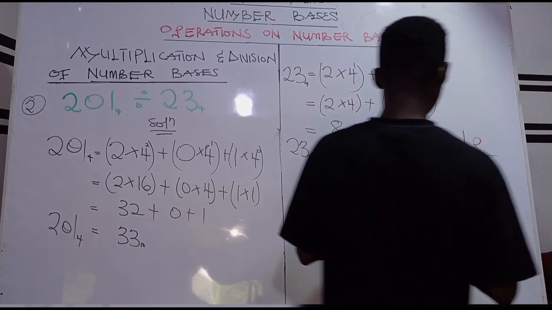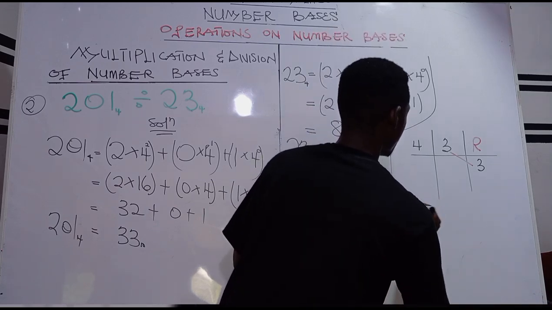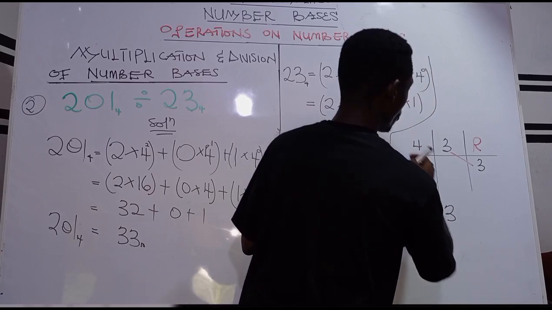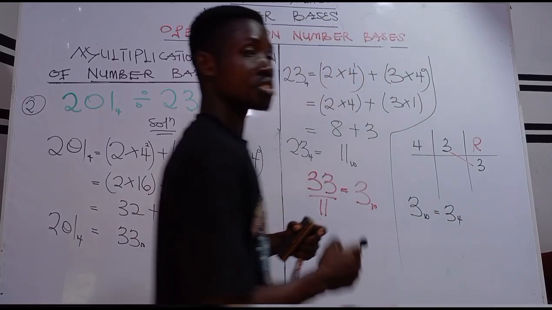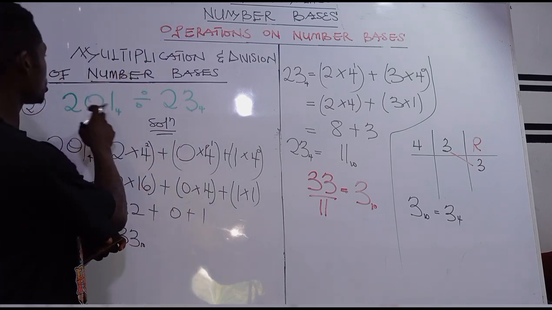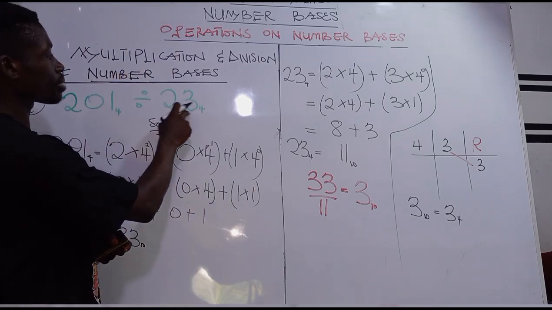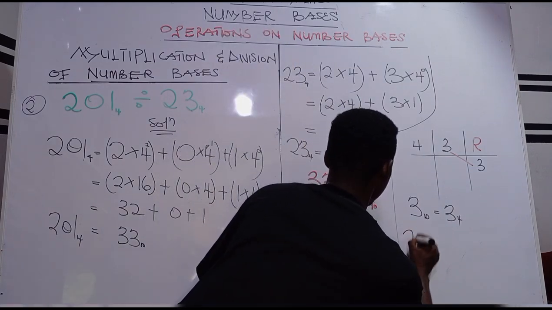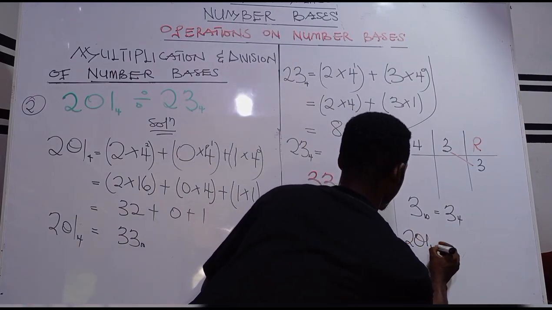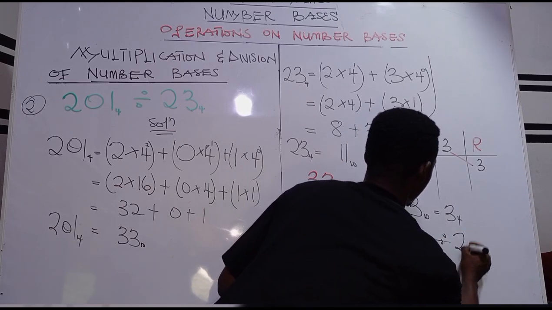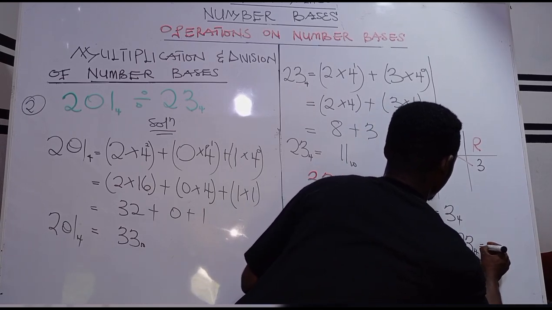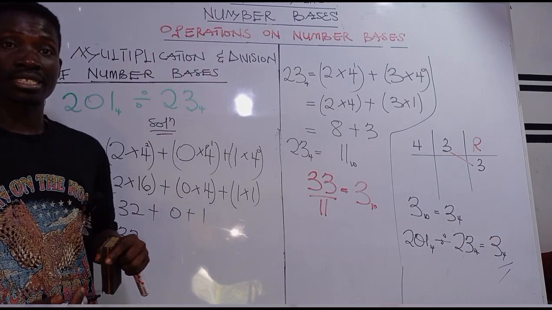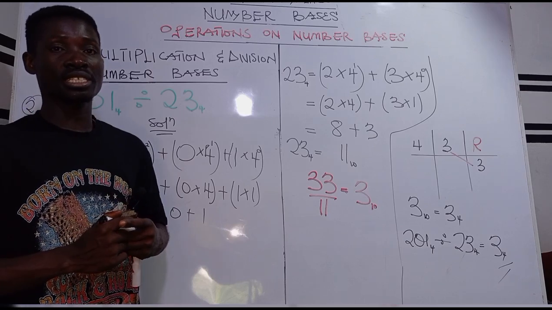So therefore we can say that 3 to the base of 10 is equal to 3 to the base of 4. So 201 base 4 divided by 23 base 4 is equal to 3 base 4. Very, very, very easy. This brings us to the end of today's lesson.